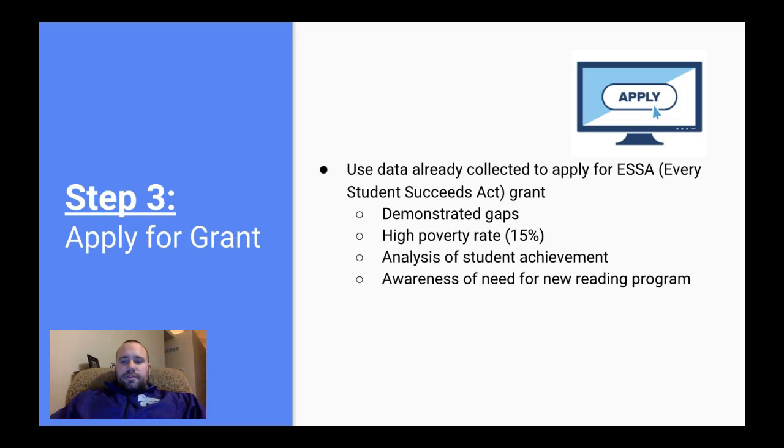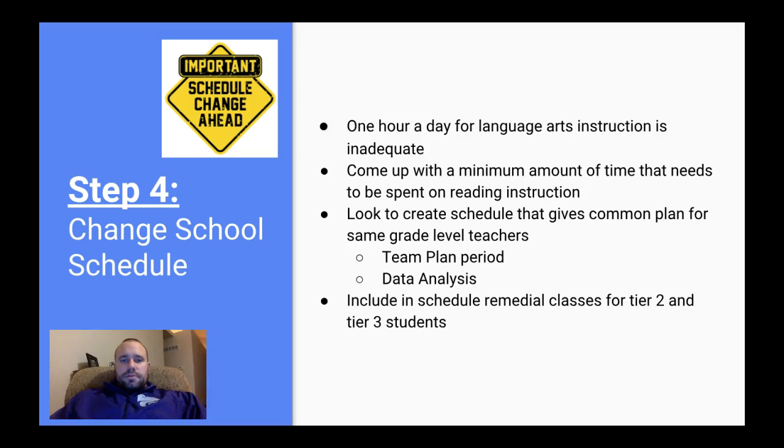Step 3, we need to apply for the grant. Use the data that we have already collected in order to provide for the Every Student Succeeds Act grant. I believe that we do have enough information with that in order to make this application and send it in. We have demonstrated that we do have gaps. We do have a relatively high poverty rate, which is at 15%. We also have gone about analyzing our student achievement and developing a process in which we can continue that. And then also we have been made aware of the need for a new reading program within our school.